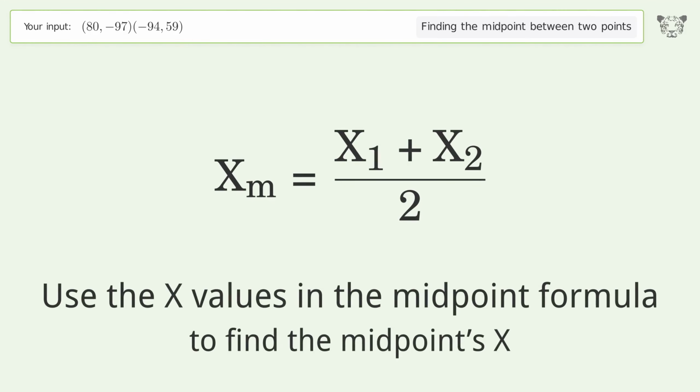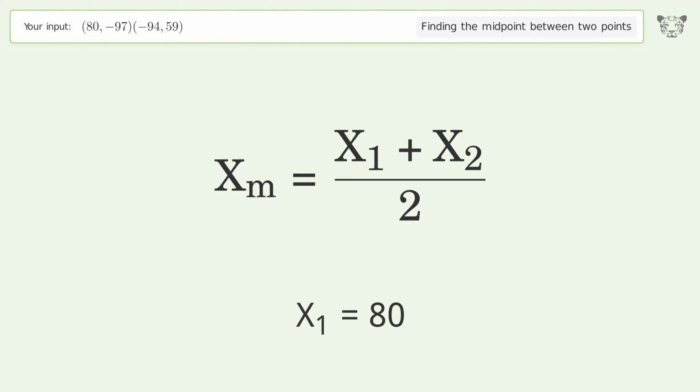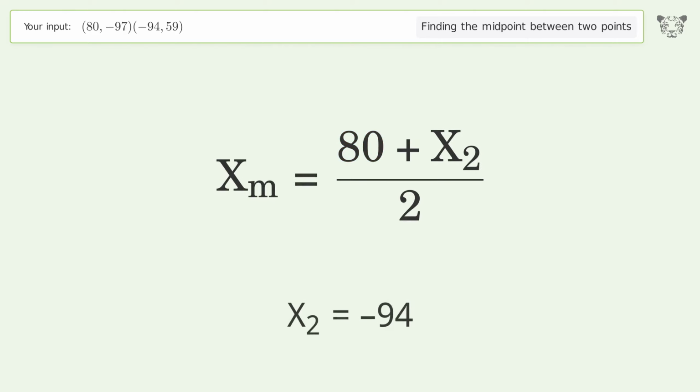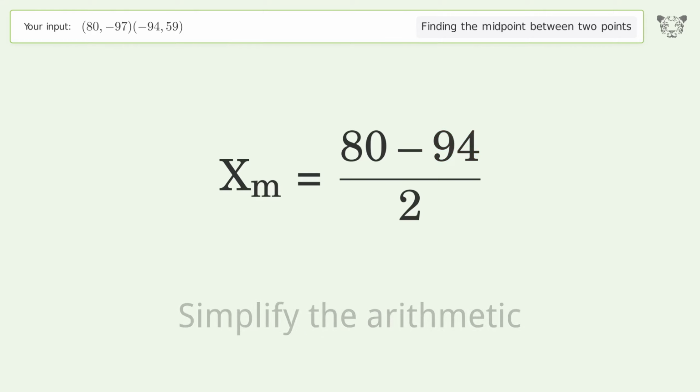Use the x values in the midpoint formula to find the midpoint's x. x1 equals 80. x2 equals -94. Simplify the arithmetic.